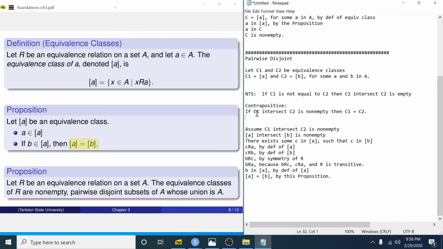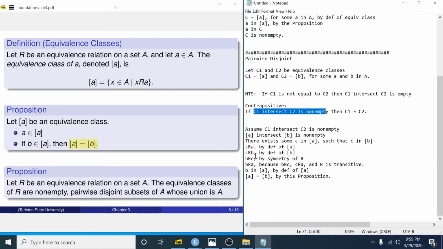So we started off by assuming the thing on the left. So we assume that C1 intersects C2 is not empty. Well, C1 is bracket A and C2 is bracket B. So that means that bracket A intersect bracket B is not empty. And that means there's some element C that's in both of those. There's some element C in bracket A that's also in bracket B. But the definition of bracket A is the set of all elements that are related to A. So if C is in bracket A, that means C is related to A. If C is in bracket B, that means C is related to B.